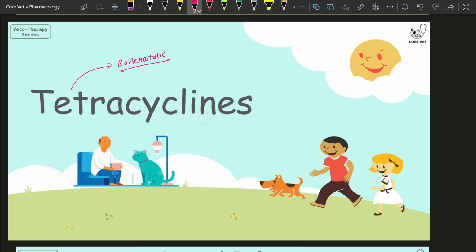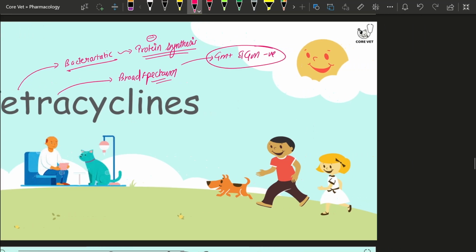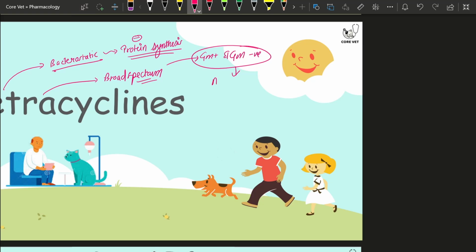And how are they going to produce this bacteriostatic effect? They produce this bacteriostatic effect by inhibition of protein synthesis, right? And this class of drugs is broad spectrum. Okay, these drugs are what? Broad spectrum. They are going to affect both gram positive and gram negative bacteria. In addition to that, they are also effective on anaerobes and aerobes, right?